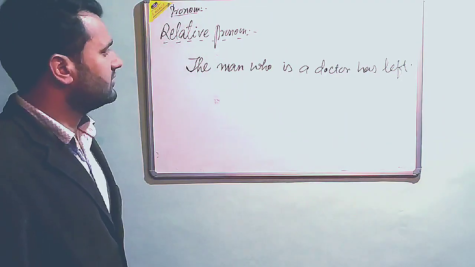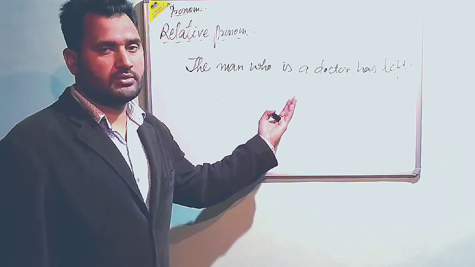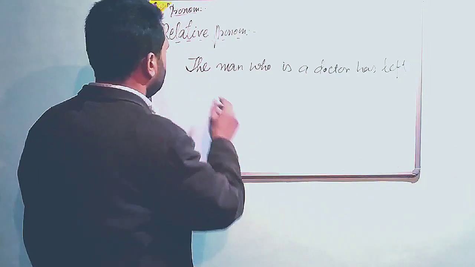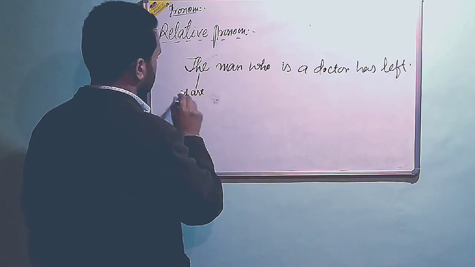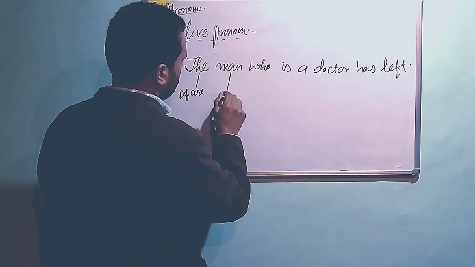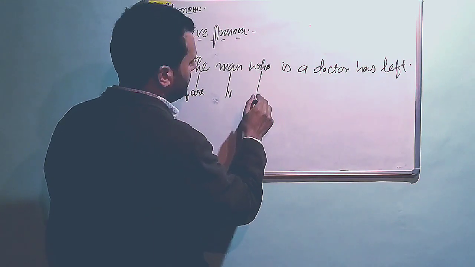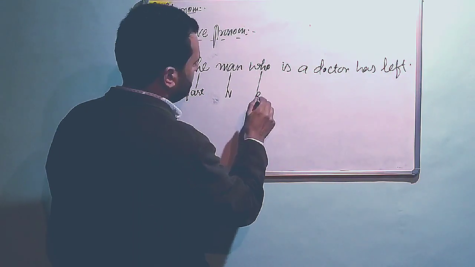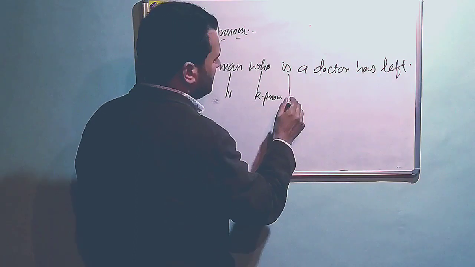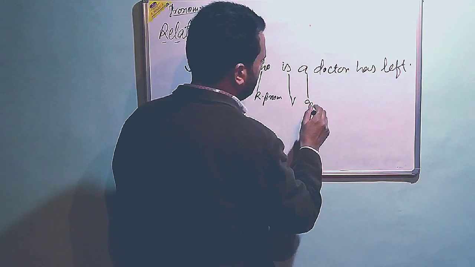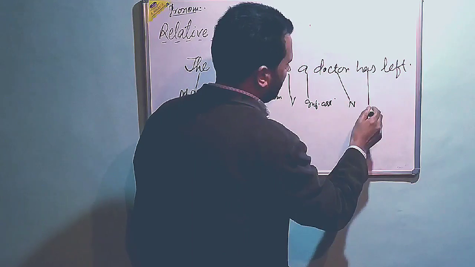So far as this sentence is concerned, if we analyze it on the basis of parts of speech, there is the article, the definite article. What's man? Noun. What's who? Who is a pronoun, a relative pronoun. What's a? It is an indefinite article. What's doctor? It's a noun. What's has? It's a verb.